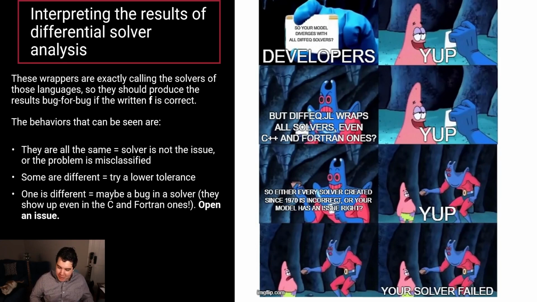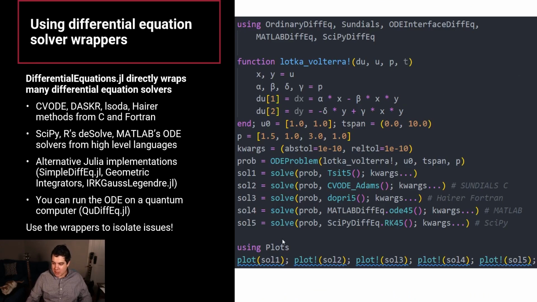Normally, it's 2. I'll go into some more details, but basically, this is a very nice way of being able to just highlight, like, hey, is there a solver issue? Or if every single solver does the same thing, you probably have to suspect that there's some issue with the way that the model is defined.